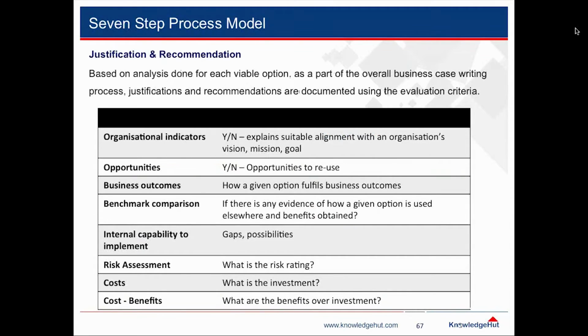You can clearly list the justification and the recommendation around the elements that should be covered by a business case, around organizational indicators, opportunities, the business outcomes, benchmark comparisons, the internal capability to implement, which, for example, raises questions around make or buy, the risk assessment, costs and benefits. You see here the related questions that you should ask when you think about these categories.